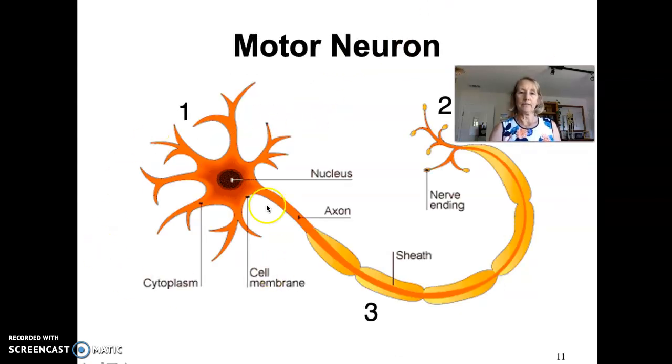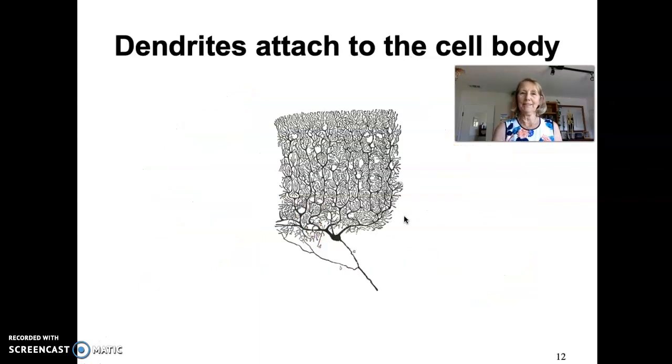There it is, the soma and the axon. And the axon, with a yellow here, is what has the sheath around it, and then the nerve ending, or this should be neuron ending. That's wrong, that picture.